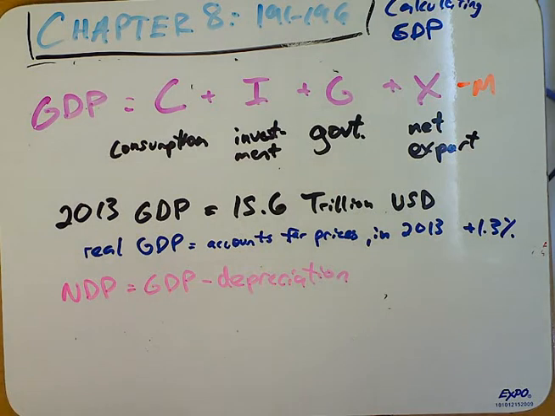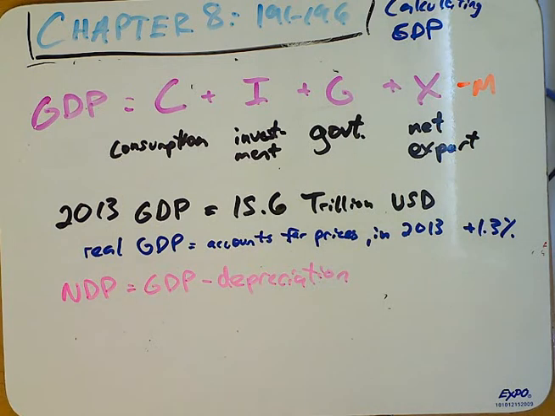So when we factor in this depreciation, it gives us a net domestic product. GDP alone doesn't truly give us a great figure. It doesn't factor in things like when our factories rust, when our factories age and our machinery is outdated. So we have to factor in depreciation.